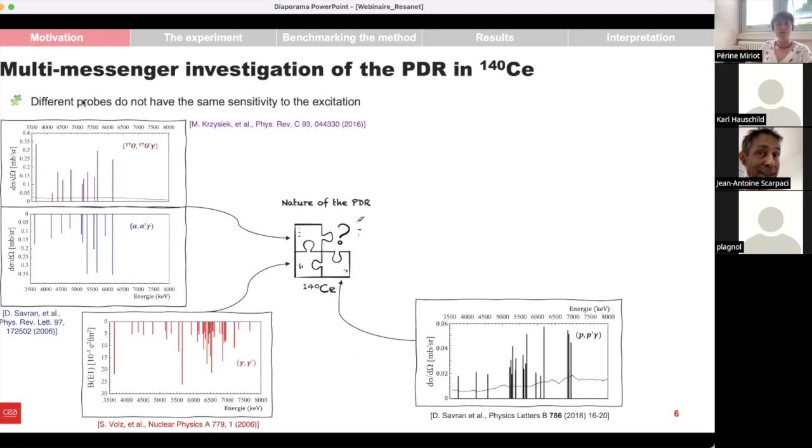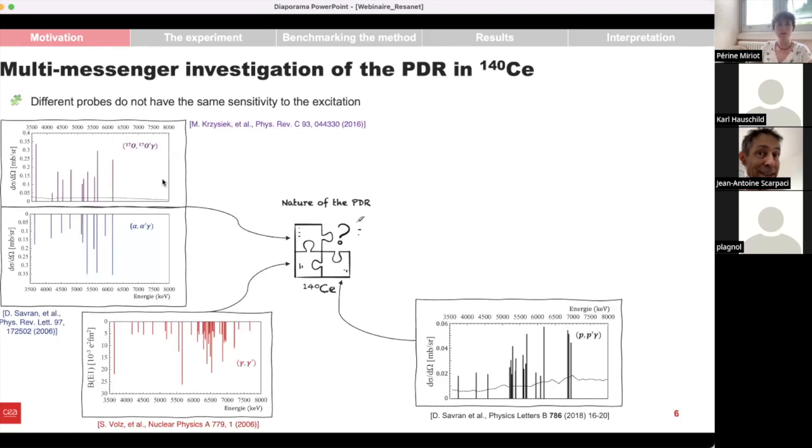And I show here the results of a multi-messenger investigation of the PDR, which was performed in the 140Ce nucleus. So you have, for various scattering reactions, the observed differential cross-section as a function of the excitation energy. And for this nucleus, the PDR energy region lies between around 3 and 9 MeV. Here it's between 3.5 and 8 MeV. So you have here the isoscalar probes, oxygen-17 and alpha particles, and you have here the gamma prime and the proton inelastic scattering probes. And what you can see directly from those results is that the different probes do not populate the same states in the pygmy region.